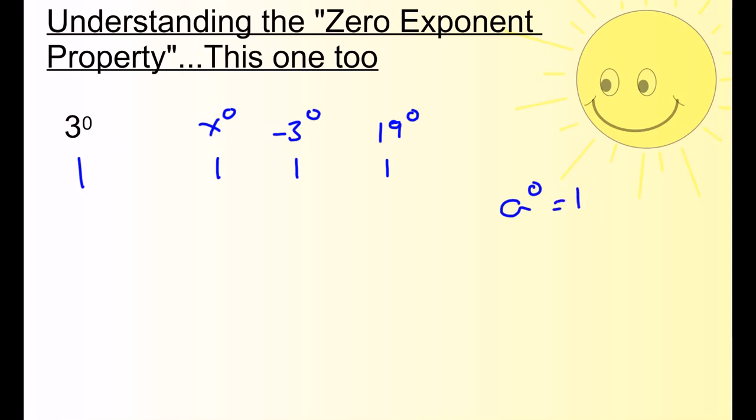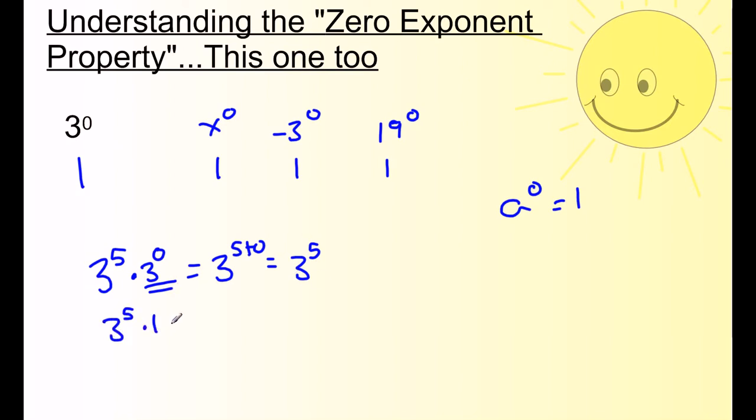And we can think about this with some of our other properties we used. For example, that first property we learned about. Imagine we had 3 to the 5th power times 3 to the 0 power. Well, the bases are the same, so we would add the exponents. So 3 to the 5 plus 0 is still 5. So me multiplying by this 3 to the 0 power did not change my answer. It's almost like saying if I took 3 to the 5th power times 1, I'm still going to get 3 to the 5th power. So that's another way to show this: something to the 0 power is 1.